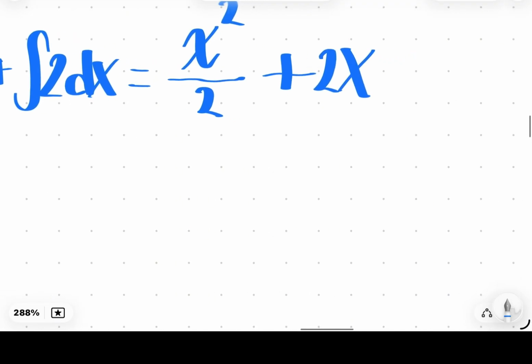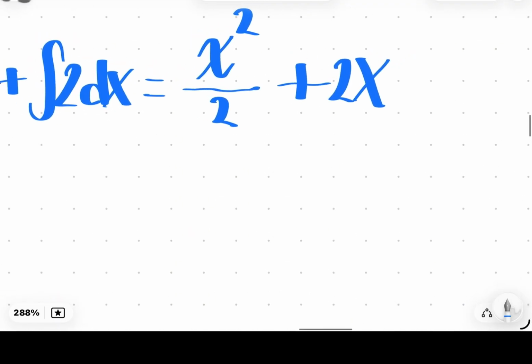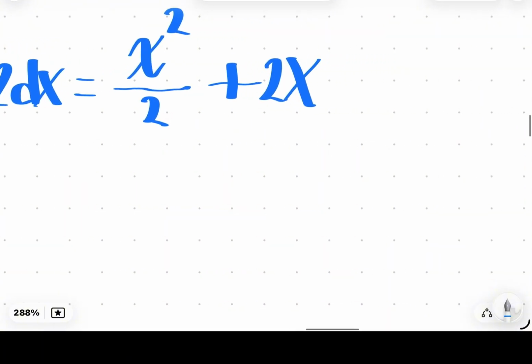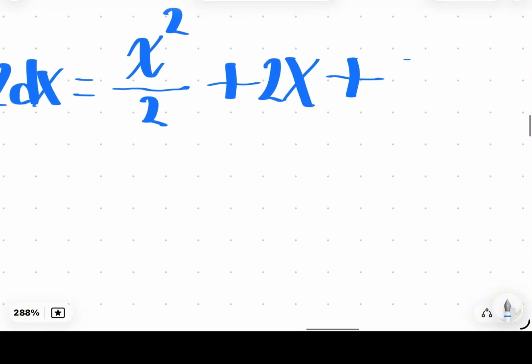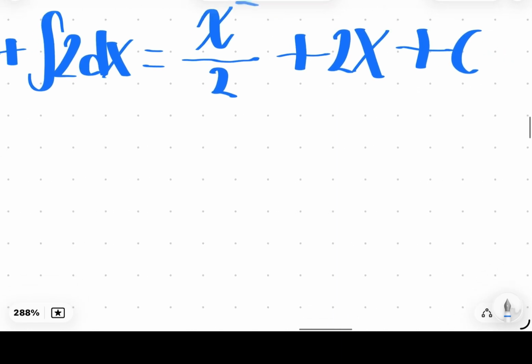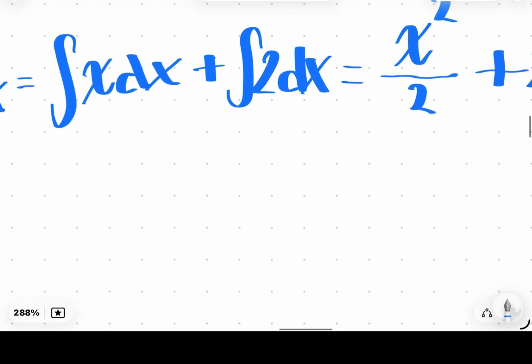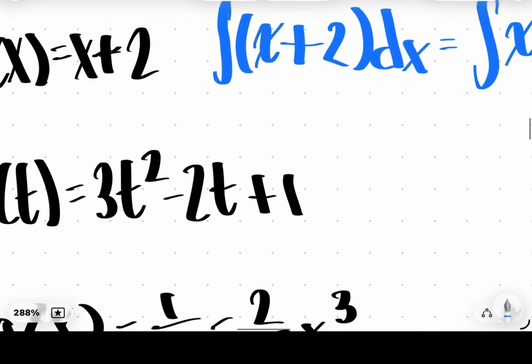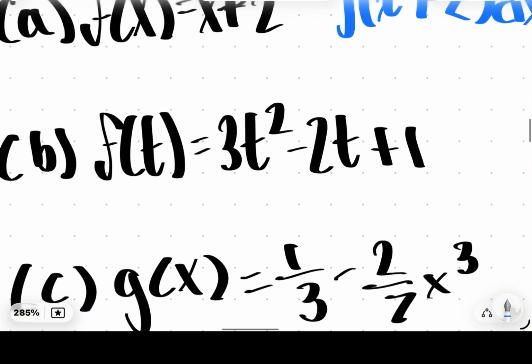which is also kind of related to the power rule, but you can just remember that. And, of course, plus c, because there could be a constant. Alright, so now for part B.